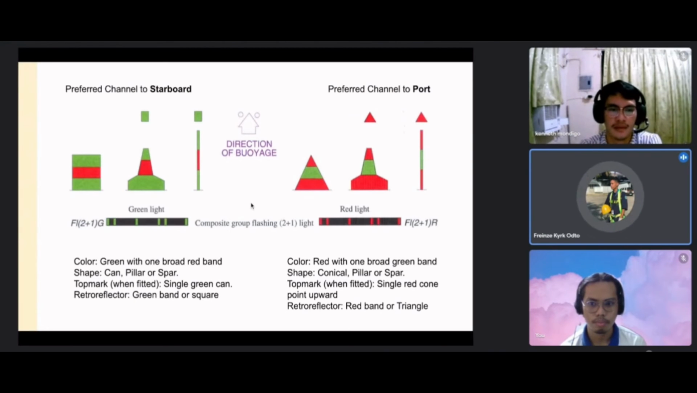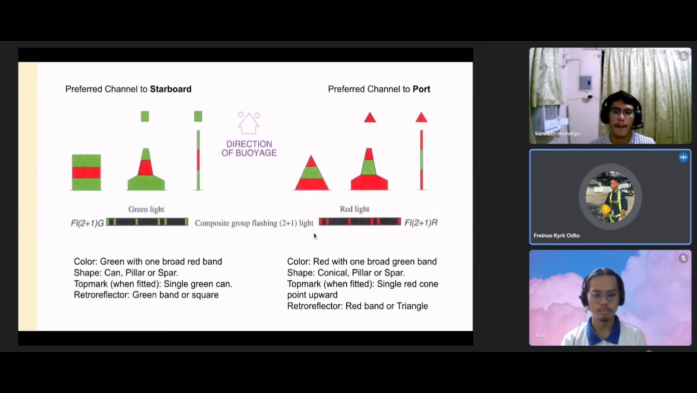So in the characteristics of the preferred channel to starboard lateral mark, its color is green with one broad red band in the middle. Its shape can be a can or pillar or a spar. Top mark, when fitted, is only a single green can, and its retroreflector is green band or square. On the other hand, preferred channel to port, its characteristics is color red with one broad green band in the middle. Its shape is conical, pillar, or spar. Its top mark, when fitted, is only a single red cone pointing upward. Its retroreflector is red band or triangle.